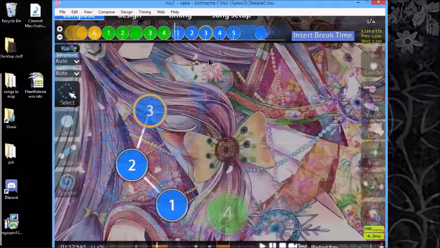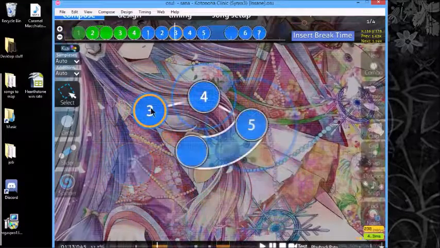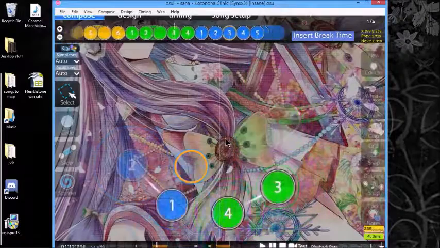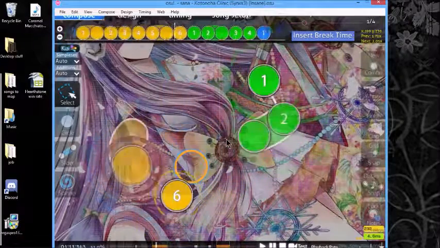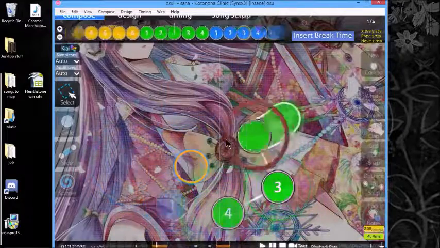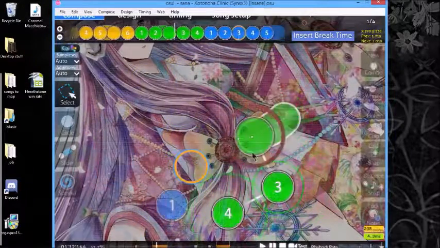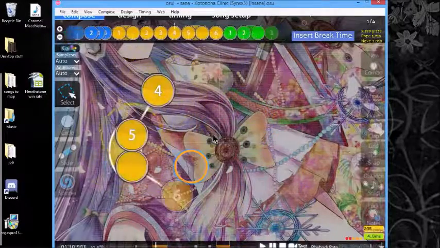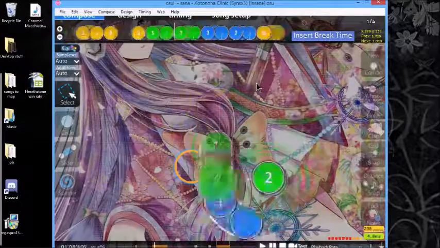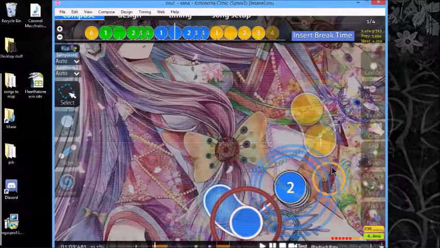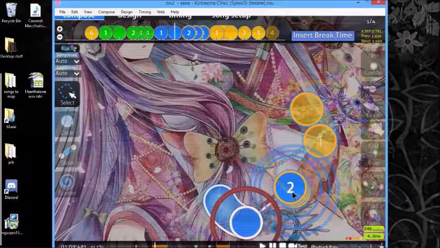This note is also emphasized, so it's probably better to break away from this circle kind of flow and put an angle. Should really look for more instances like that. This could be more symmetrical. This part here could be more symmetrical.